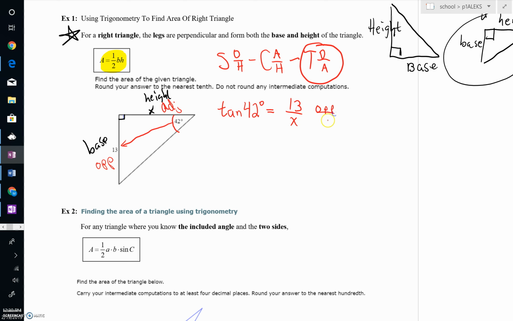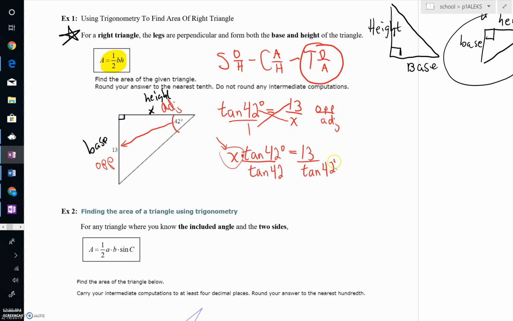So at this point, if you think back to what we've been doing, we would cross multiply, and we'd get x times the tangent of 42 degrees equals 1 times 13, which is 13. I'd like to get x alone. x is being multiplied by the tangent of 42, so I will divide by the tangent of 42.